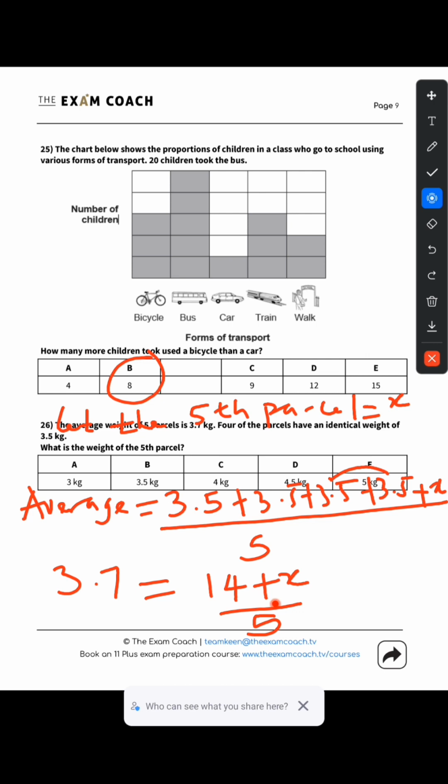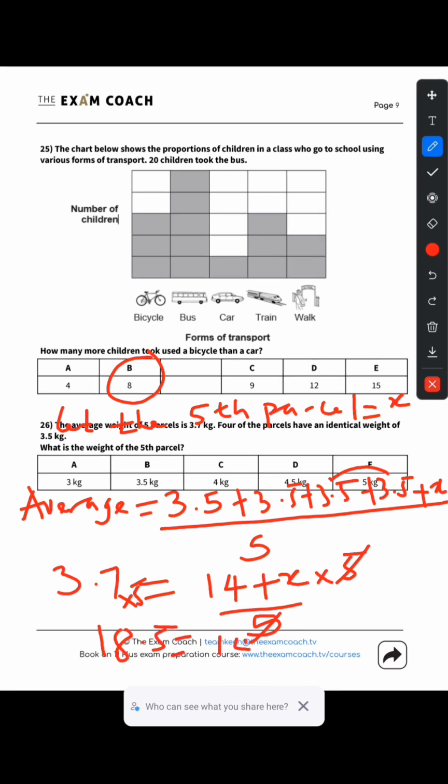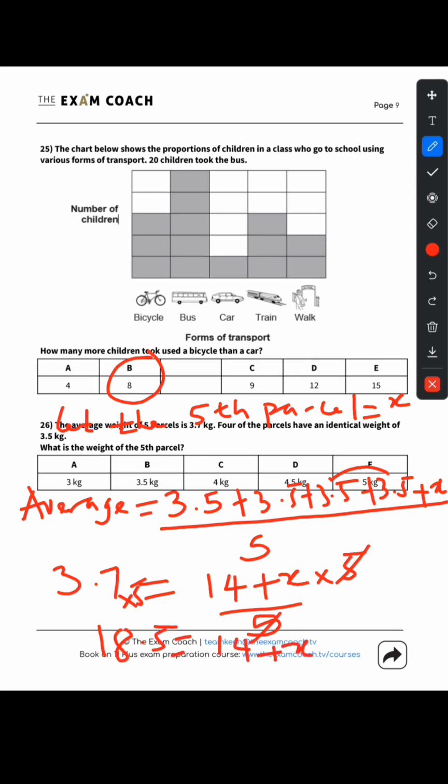To get rid of this divided by 5, I have to do the opposite of division, which is multiplication. So I'll multiply both sides by 5. 5 cancels 5. So we have 3.7 times 5, which is 18.5, equals 14 plus x. So now we can find x from here. We just subtract 14. So x equals 18.5 minus 14, which is 4.5. So the 5th parcel should weigh 4.5 kg.